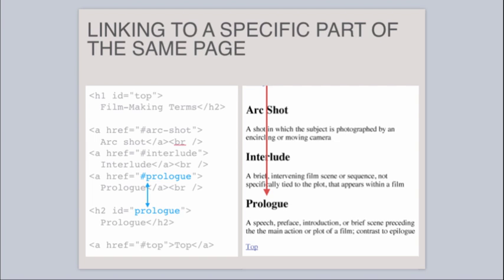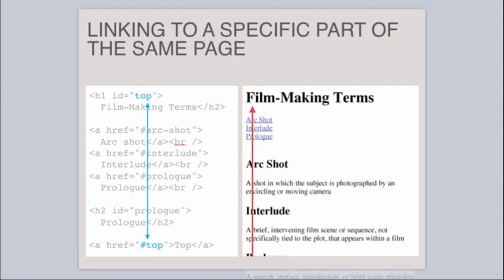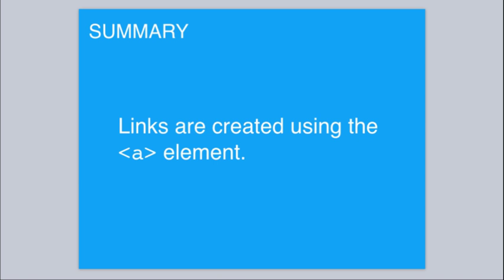Now, an ID, unlike a class, there can only be one item with a given ID in your document. So that is a unique identifier. Now here we have a link that says hashtag top. The way that would work is if the header had an ID equals top. And so that's how you link to a specific part of the same page.